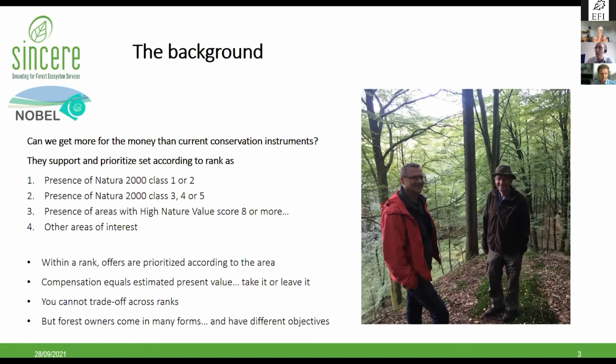Also, compensation here equals estimated present value, estimated by the government, and it's a take-it-or-leave-it offer for forest owners. So forest owners that do not like the offer will leave the instrument and not make a contract. But we know that forest owners come in many forms and have different objectives, and this construction of an instrument does not tap into that.